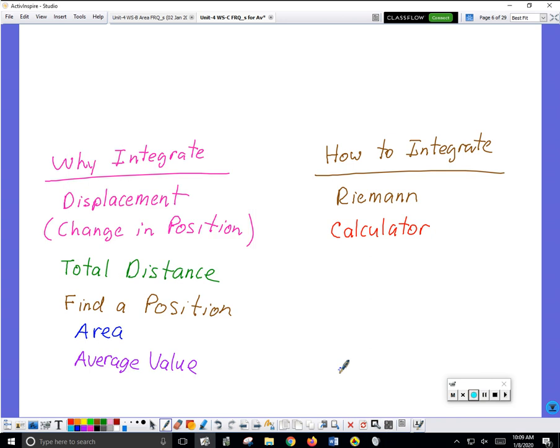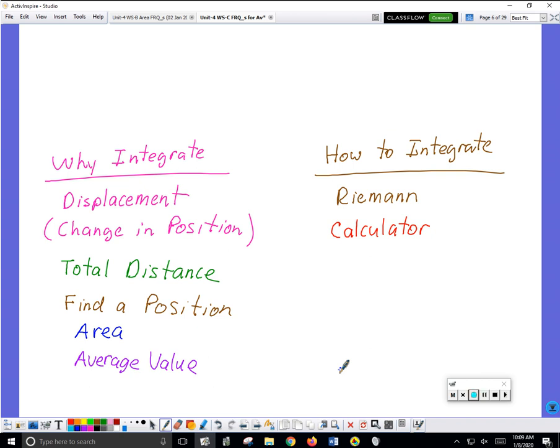Displacement, total distance, and finding the position of a particle. Those were all reasons for using an integral. In the pink packet, we learned that you could use an integral to find an area on a graph. And then in the yellow packet, we're going to now do an example of where we use an integral to find the average value of something. You don't have to have this list memorized, but it's really helpful if you can keep straight in your head that we're using integrals for different reasons. Like, why are we doing the integral?